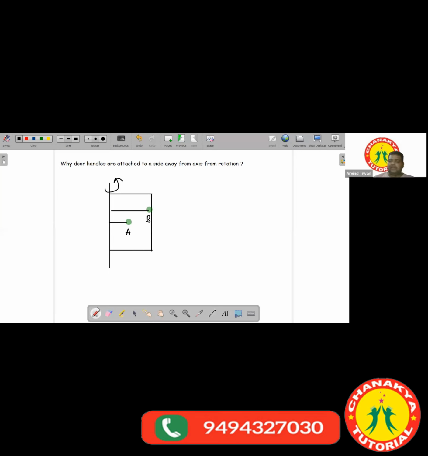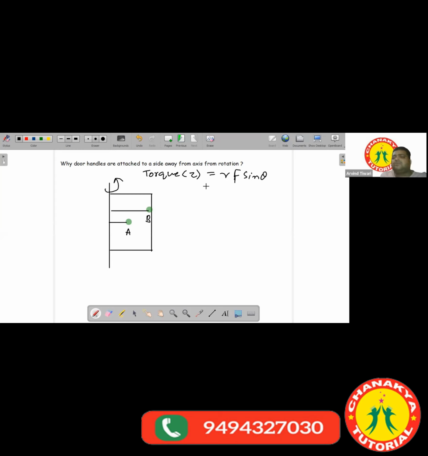We can also explain it like this: torque, generally represented by the symbol tau, is equal to r F sine theta. So the rotational effect can be created by increasing the distance from the axis of rotation. Or you can say the amount of rotational force can be increased by increasing the distance from the axis of rotation.